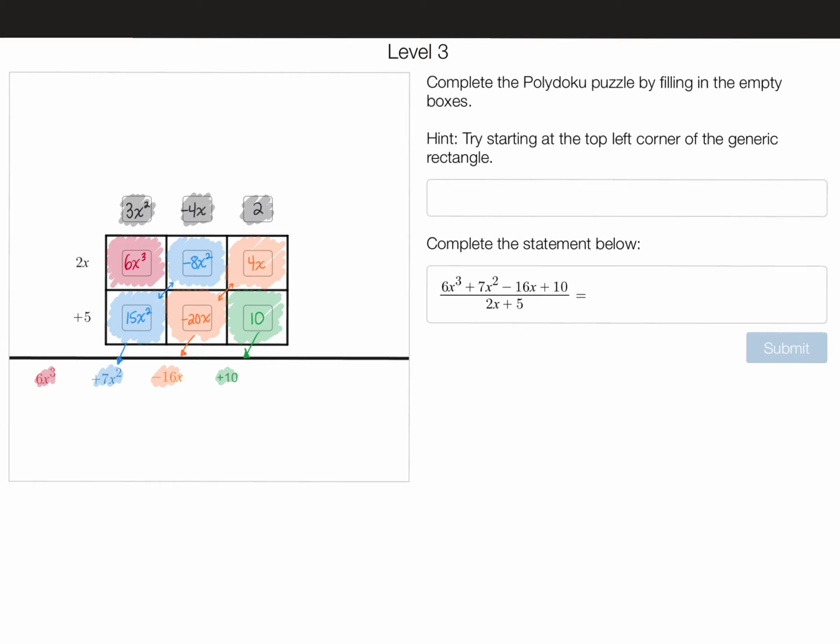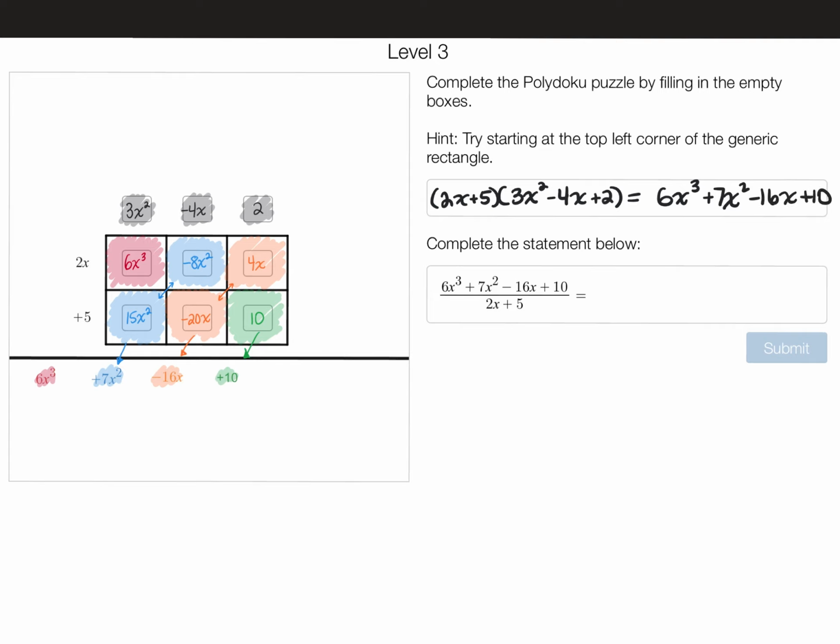Well, before we do that, I think it might ask you to do this in the space above. Write this as a product. So what we're really doing is we're saying, let's take 2x plus 5, okay, and let's multiply that by 3x squared minus 4x plus 2. And when we do that, we get 6x cubed plus 7x squared minus 16x plus 10.